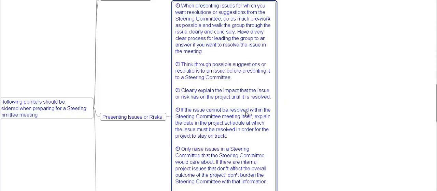If the issues cannot be resolved within a steering committee meeting itself, explain the date in the project schedule at which the issues must be resolved in order for the project to stay on track.